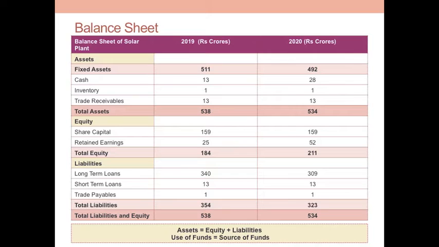Another major liability is short-term loans, which are loans that have to be repaid within a time frame of 12 months, along with interest. The golden rule of any balance sheet is that assets must equal liabilities plus equity. That is, your use of funds has to equal your source of funds.